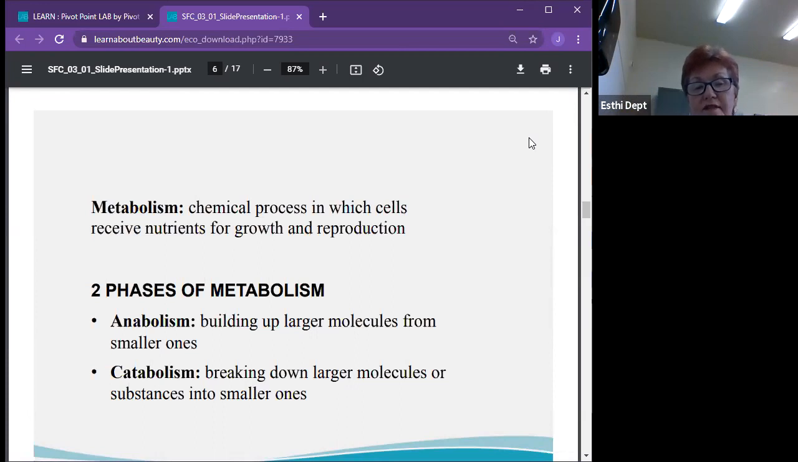Metabolism is the chemical process in which those cells will receive the nutrients for growth and reproduction. So it's the whole thing all together, which is metabolism, and that's basically its definition. It's the chemical process. Then it gets broken down into those two phases. Anabolism is building up larger molecules from smaller ones. That's why I had the A going up. It's building up. The catabolism is breaking down those larger molecules or substances into smaller ones. So it's going down. Now, A comes before C in the alphabet. So A goes up, it builds up, and C breaks down.